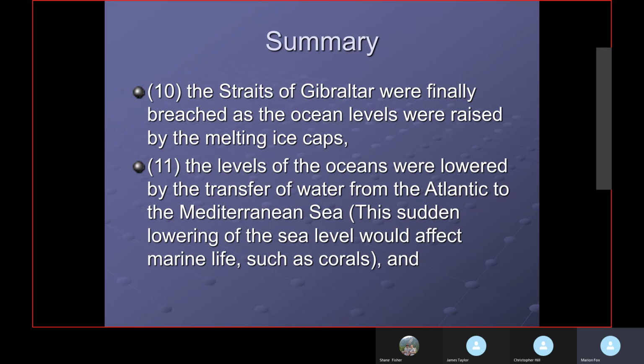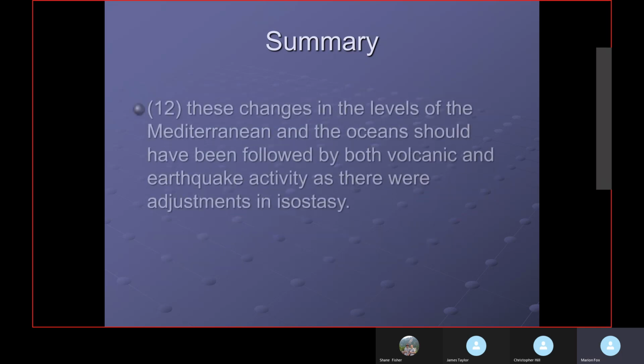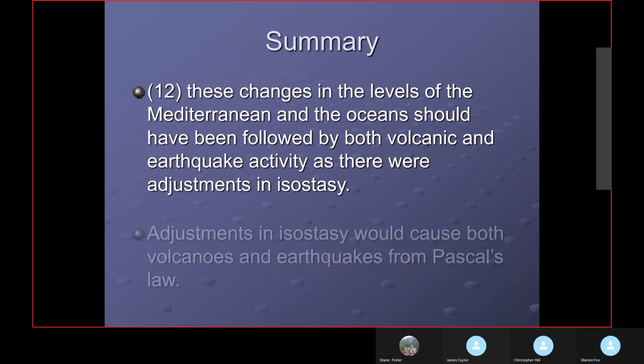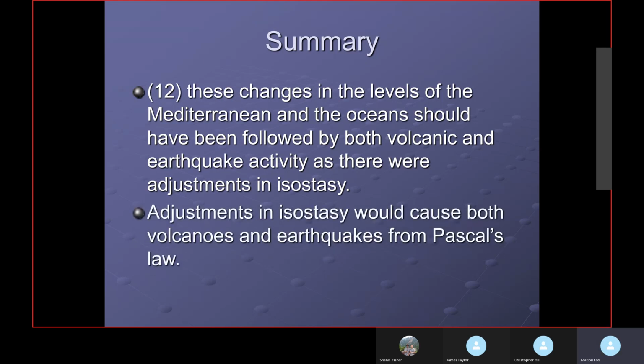This sudden lowering would affect marine life such as corals and put them above the water and cause them to die. It would affect other marine life as well. These changes in levels of the Mediterranean and the oceans would have been followed by both volcanic and earthquake activity, as there were adjustments in isostasy. Remember, we explained isostasy.